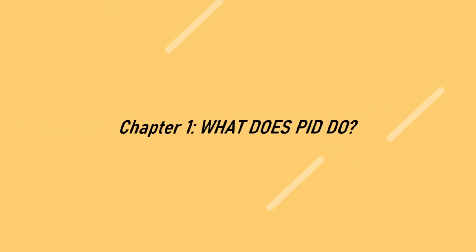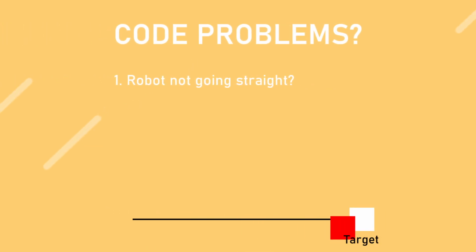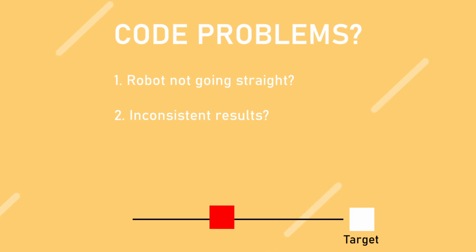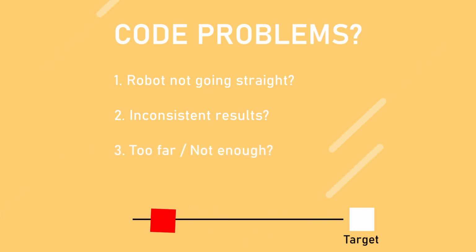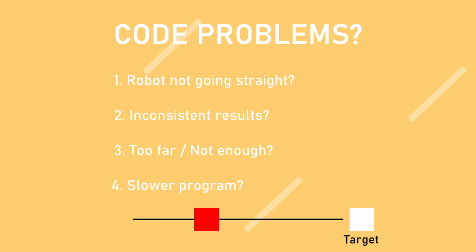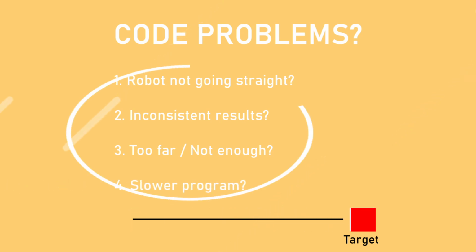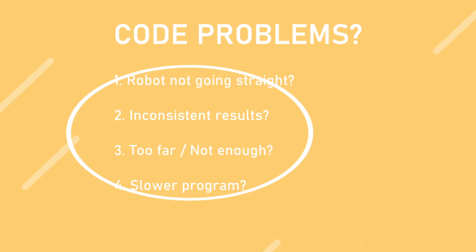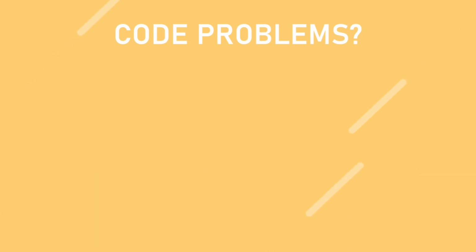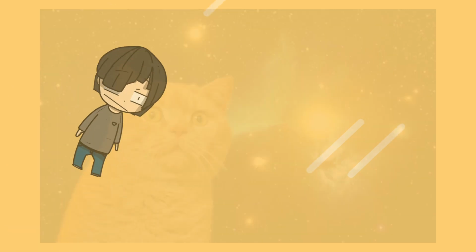Chapter 1. What does PID do? Let's start with the question. Have you had problems with the robot not going along a straight line? Or having different results every time going over or under your target distance with the same code? And having your program reduce your speed so that problem doesn't happen? I am pretty sure that all the beginner programmers are facing or has faced at least one of these problems when coding autonomous. But why?